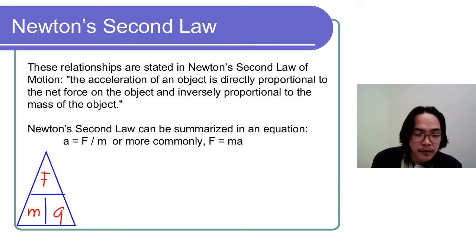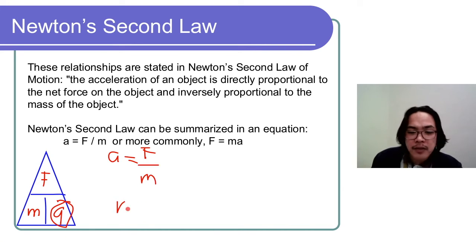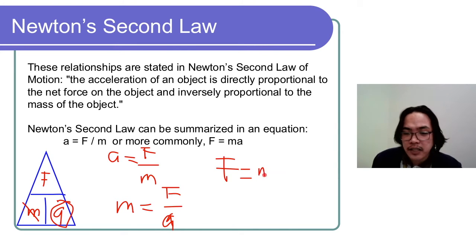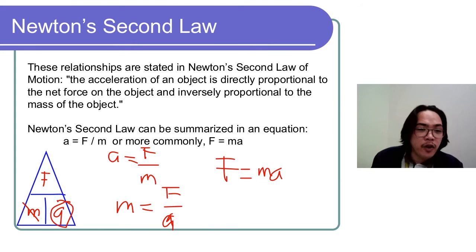Now, let's say, for example, you need to find out for the A. You will just cover the A and then copy whatever variable stays. So A equals F over M. So you copy it the way it looks. If M is missing, you cover M and then you copy the way it is, F over A. And then if F is missing, they're beside each other. So F equals M times A. So you have three formulas that you can use.